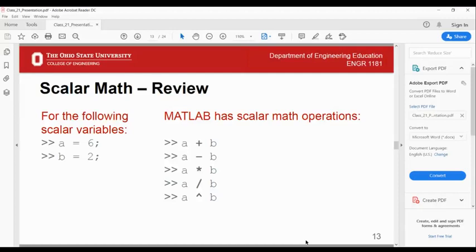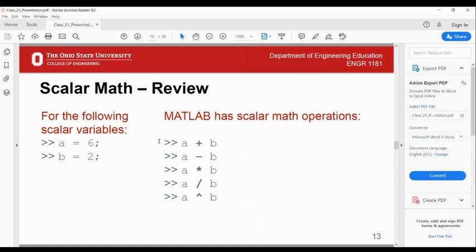Hello class, in this video I'll talk to you about the different mathematical operations that we can use with arrays and scalars and the difference between the two.